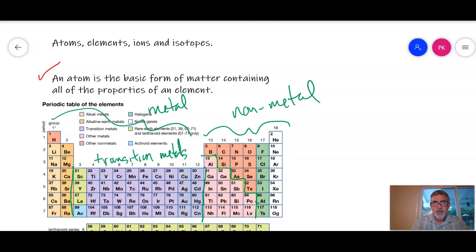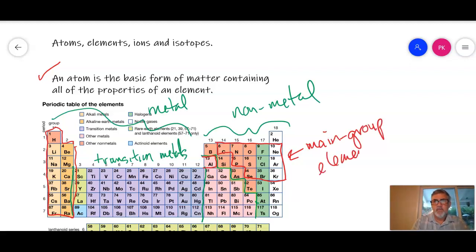Really, I'm going to concentrate this lecture on aluminum and these two groups right here, and those atoms right here. These are what are called main group elements, because their properties are kind of simple and they don't really vary. The transition metals vary a little bit because they can have multiple charges and whatnot. So we're going to concentrate mostly on the main group elements.